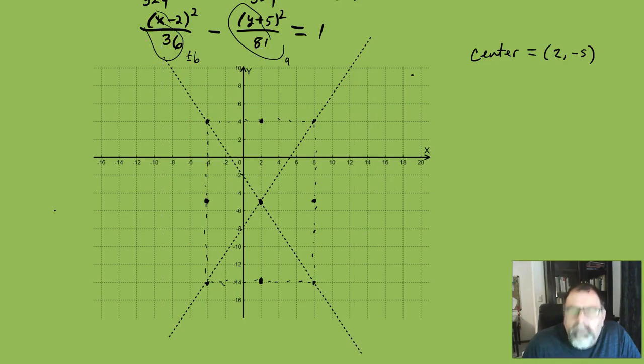Then I got to decide, okay, is this a vertical or horizontal? So remember, you can ignore everything, but just look for, is it x squared minus y squared or y squared minus x squared? This is x squared minus y squared, so this is horizontal. Transverse axis. That's the way it opens side to side, right? So now I'm going to make my hyperbola.